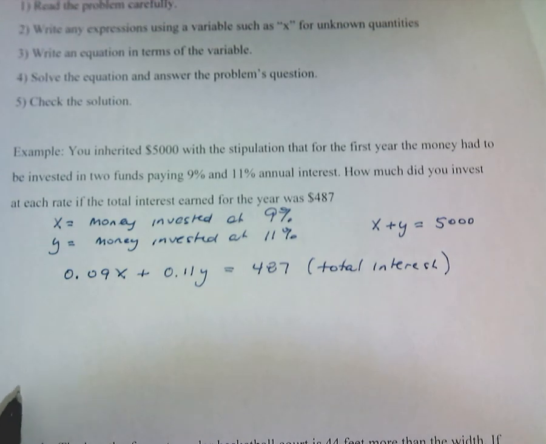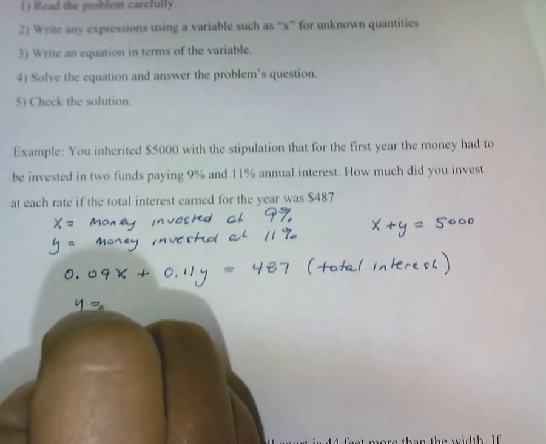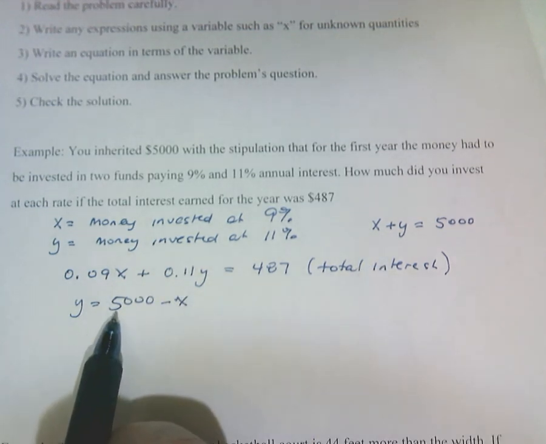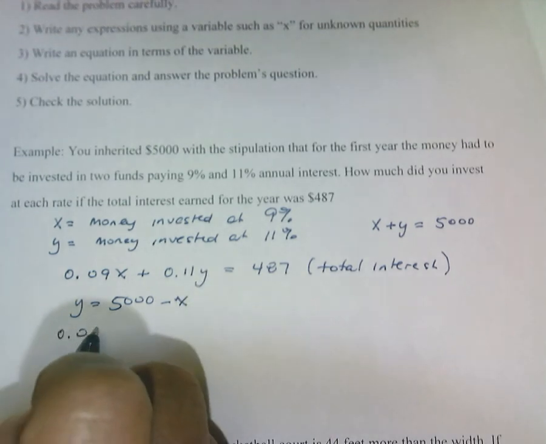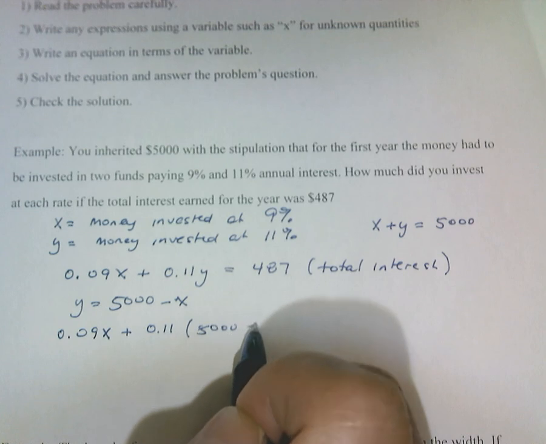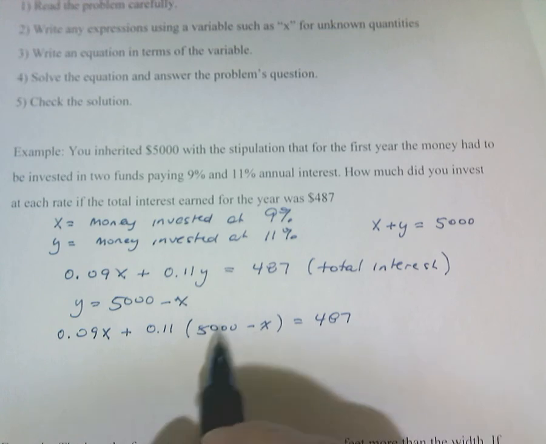In Algebra 1, you would have used substitution or elimination to solve these, and you could do it graphically as well. I'm going to go ahead and do substitution. I'm going to take the first equation, and I can solve for either x or y, but I'll solve for y. So y is equal to 5,000 minus x. I'm going to take this 5,000 minus x and substitute it into the other equation for y. So 0.09x plus 0.11, substituting for y with 5,000 minus x, equals 487. I'm going to solve this for x.